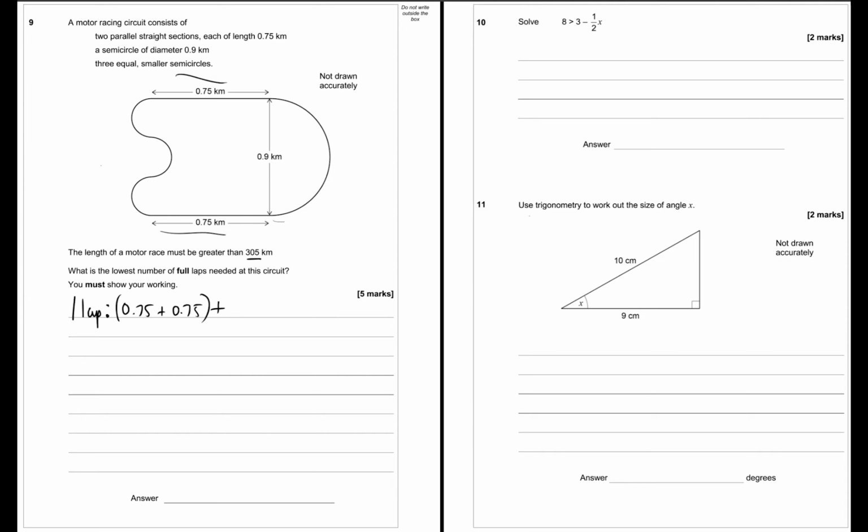And now we want to have this bit here. So this bit is going to be half a semicircle. So what's the circumference of the semicircle? It is diameter times pi. But this is only half a semicircle, so we're going to put it over 2. So the diameter is 0.9, so we can do 0.9 pi over 2.